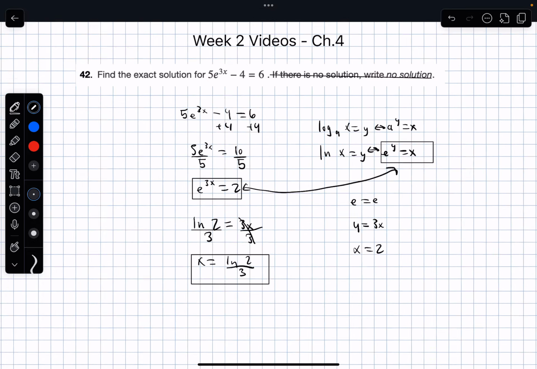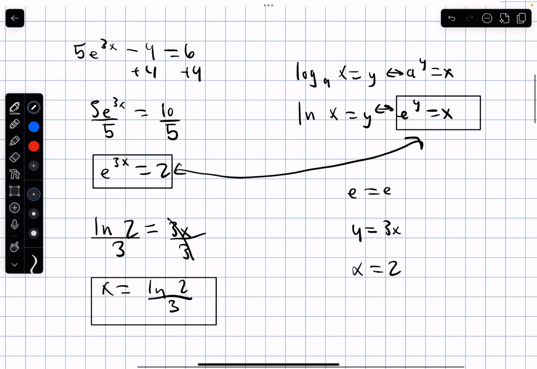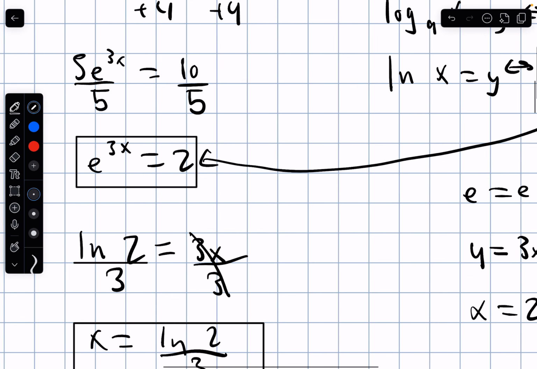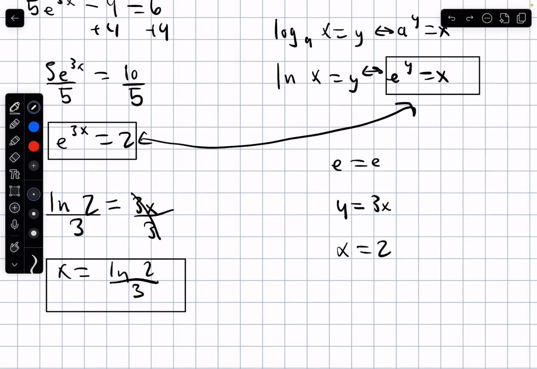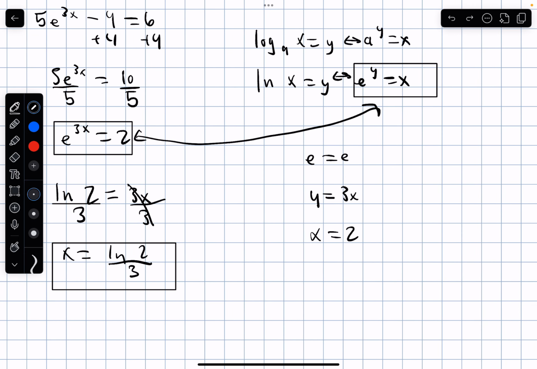Just to clarify a few things, let's walk through the steps once again. We algebraically solved, got to this form right here, and used our natural log rules, which state that log base e of x equals y when e to the y equals x. We identified our e, y, and x, and substituted them in. This gave us ln of 2 equals 3x. And we just divided both sides by 3. Got x equals natural log of 2 over 3.